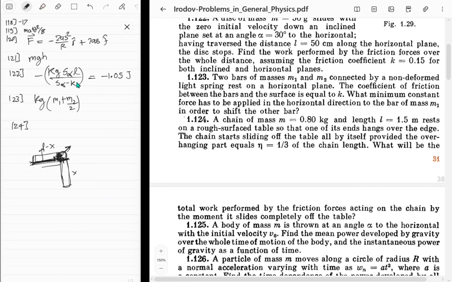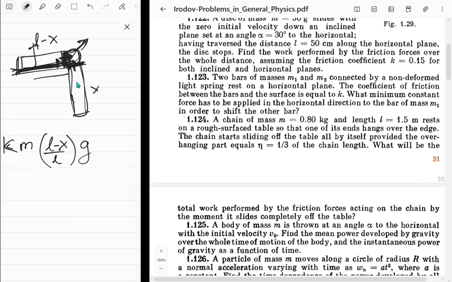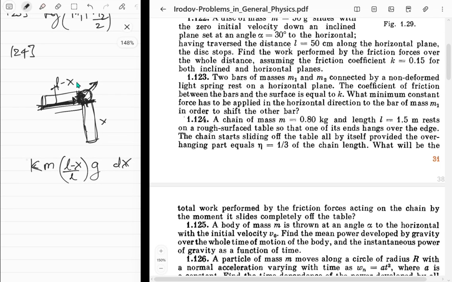Now this makes it very clear that you can figure out what the friction should be. It's gonna be k times the mass of this thing, and that times L minus X upon L times G. That's our friction force. And now this thing times dx because it moves dx, right? Then integration of this thing, x goes from, well, 0. Actually, no, it's not 0. It is 1/3 of the original length.